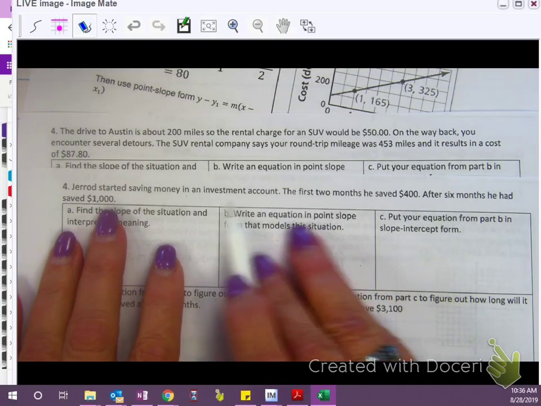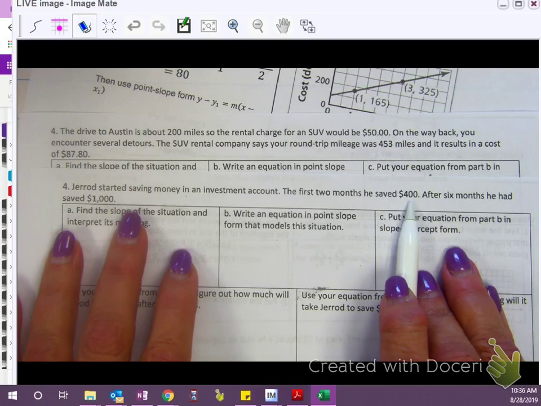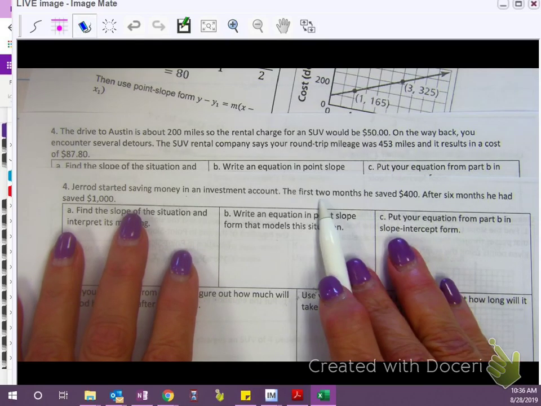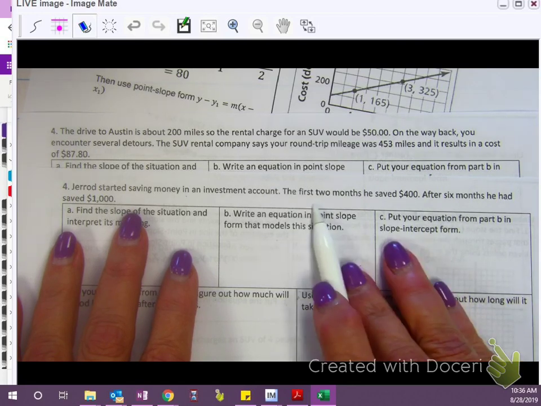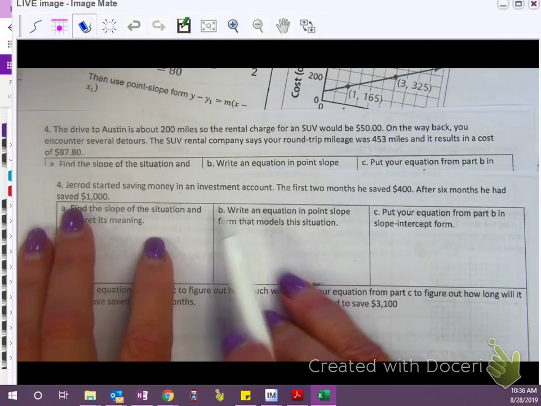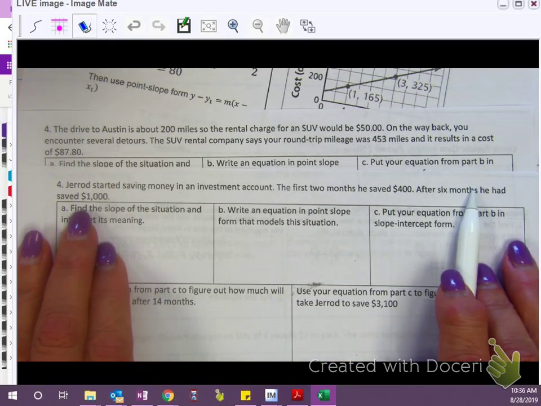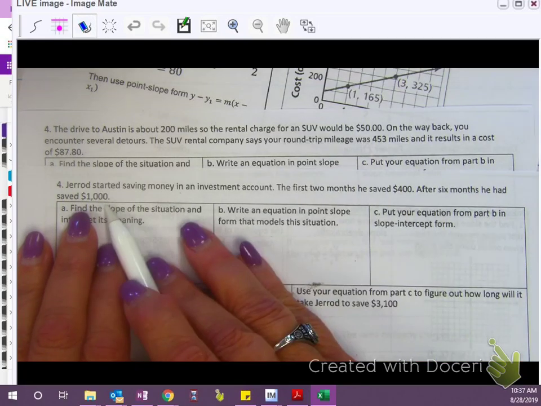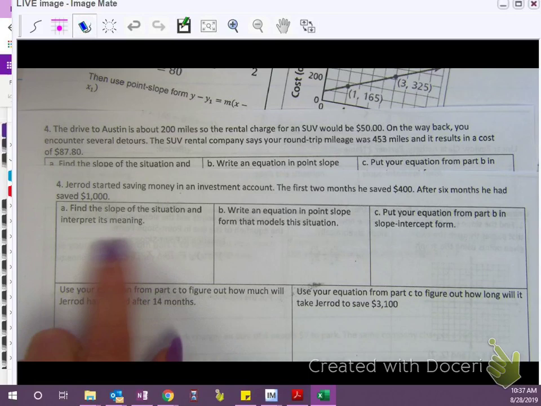So Jared started saving money. The first 2 months he saved $400. So your X1 is 2, your Y1 is 400. After 6 months he had saved $1,000. So your X2 is 6 and your Y2 is 1,000. So those are your points. Find the slope and interpret its meaning in terms of this situation.